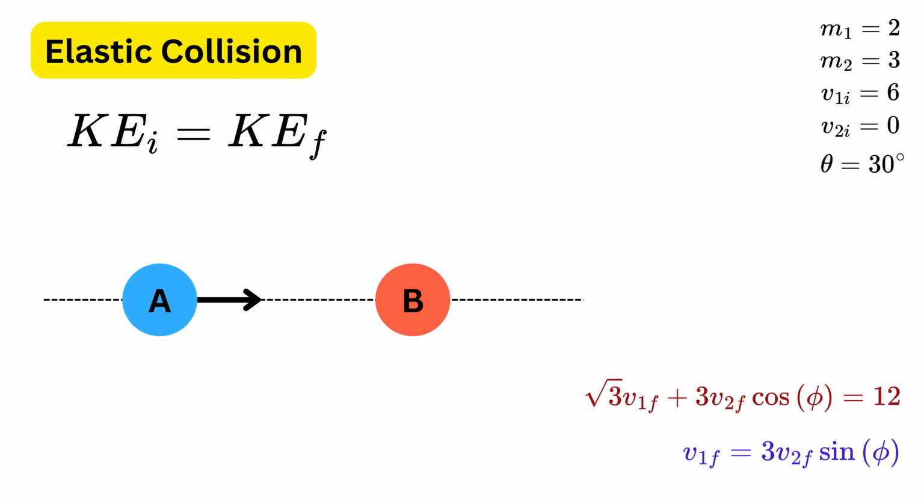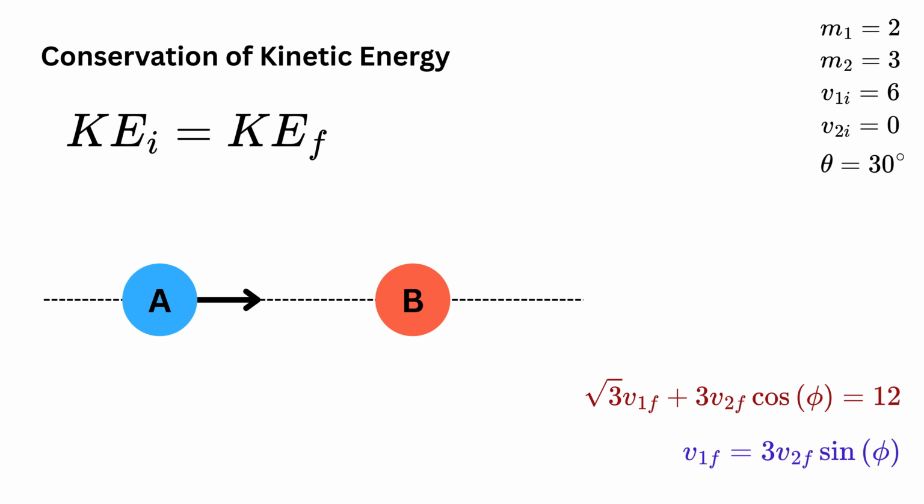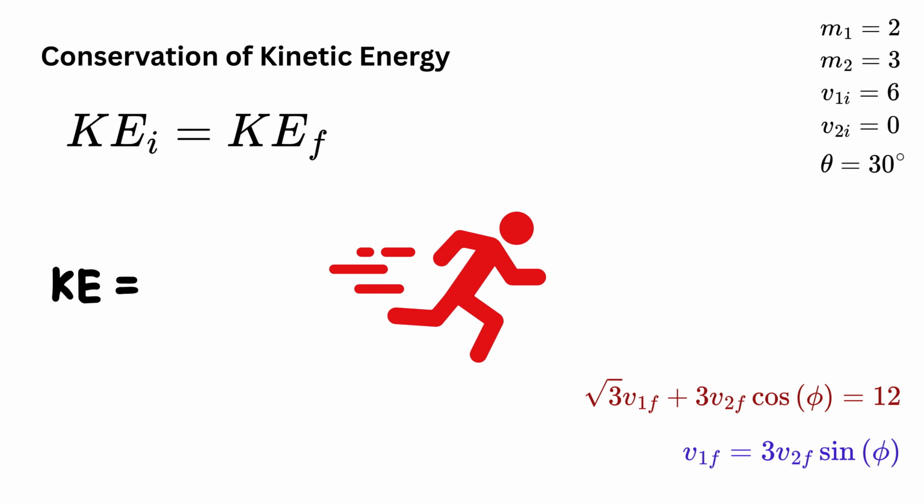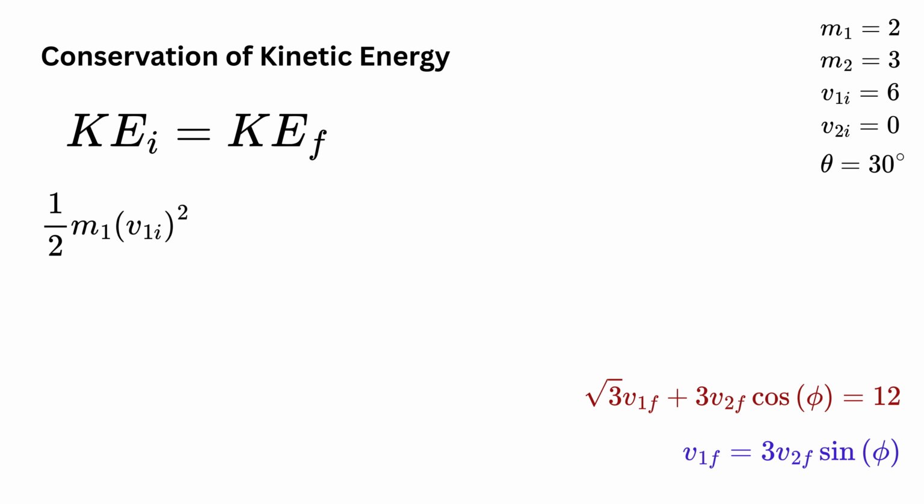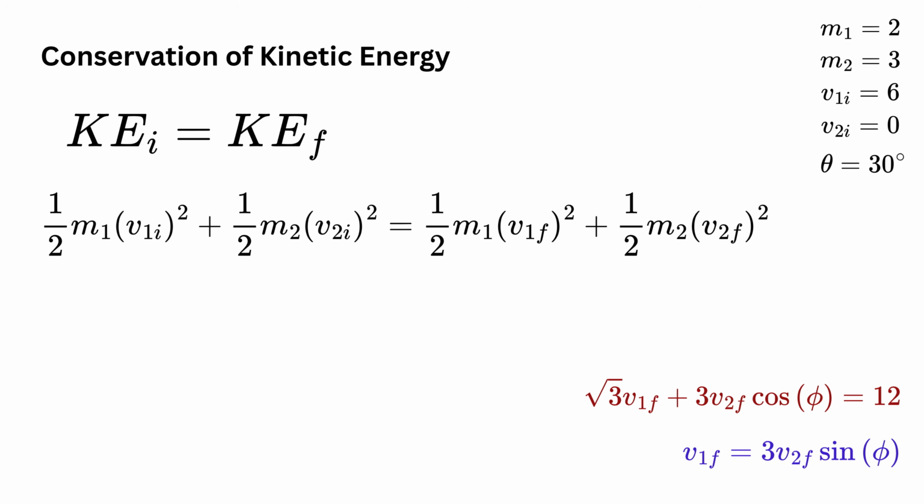We will get it by using the fact that this is an elastic collision, and therefore the kinetic energy of the system is also conserved. This means initial kinetic energy of both the balls equals the final kinetic energy of both the balls. We know that kinetic energy is given as half mv squared. So we have half m1 v1 initial squared, plus half m2 v2 initial squared, equals half m1 v1 final squared, plus half m2 v2 final squared. Cancel the halves to get this.